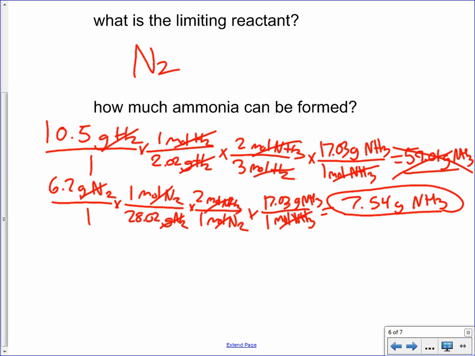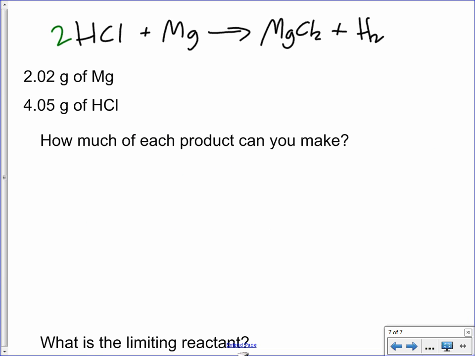Okay. What I want you to do now, I'm going to give you another example. I want you to pause the video after I give it and try the problem on your own. So, we have hydrochloric acid reacting with magnesium here to make magnesium chloride and hydrogen gas. You're given 2.02 grams of magnesium and 4.05 grams of hydrochloric acid. I want to know how much of each product can you make and what is the limiting reactant. Okay? So, I'm actually just going to work this one on pause just to save some time. So pause it or unpause when you're ready to see the solution.